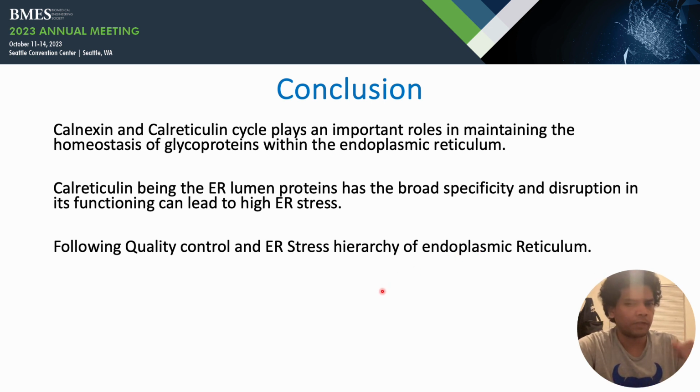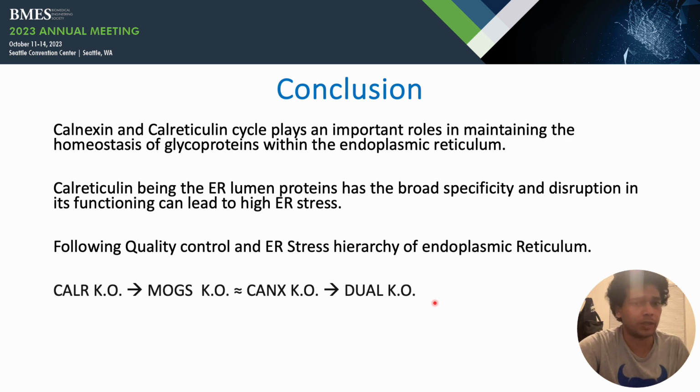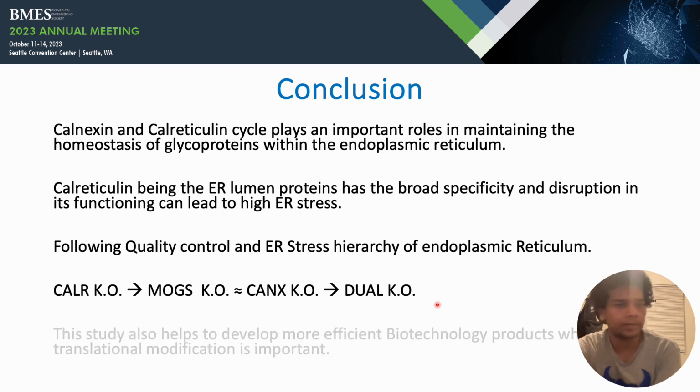And finally, we are able to get a final conclusion: the hierarchy of the ER stress and the quality control within the endoplasmic reticulum. That is, the calreticulin knockout has higher ER stress than the MOX knockout, then the calnexin knockout, and after that the dual knockout.